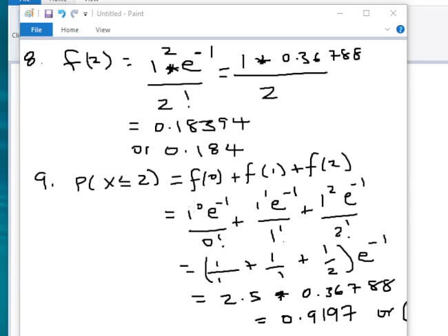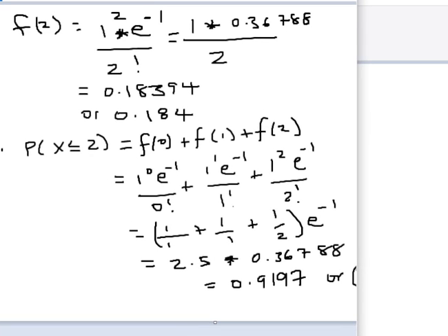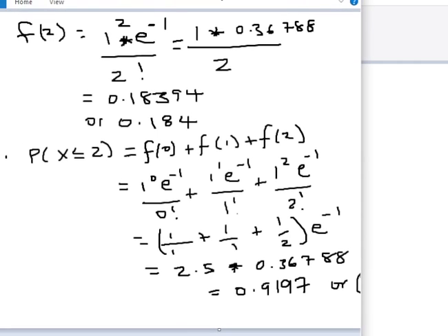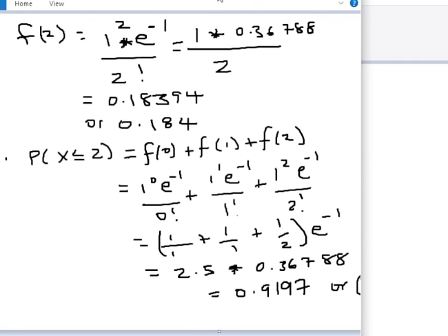And so we have 1 to the power of 0, which is 1, divided by 0 factorial, which is 1. So 1 over 1 plus 1 over 1 plus 1 over 2, since 2 factorial is 2, times e to the minus 1. In this case, we only have to do e to the minus 1 once. And so we're going to have 1 plus 1 plus a half, which is 2.5, times e to the minus 1, which is 0.36788. Our final answer is 0.9197. This is our final answer, so we can round this one to 2 decimal places to get 0.92.